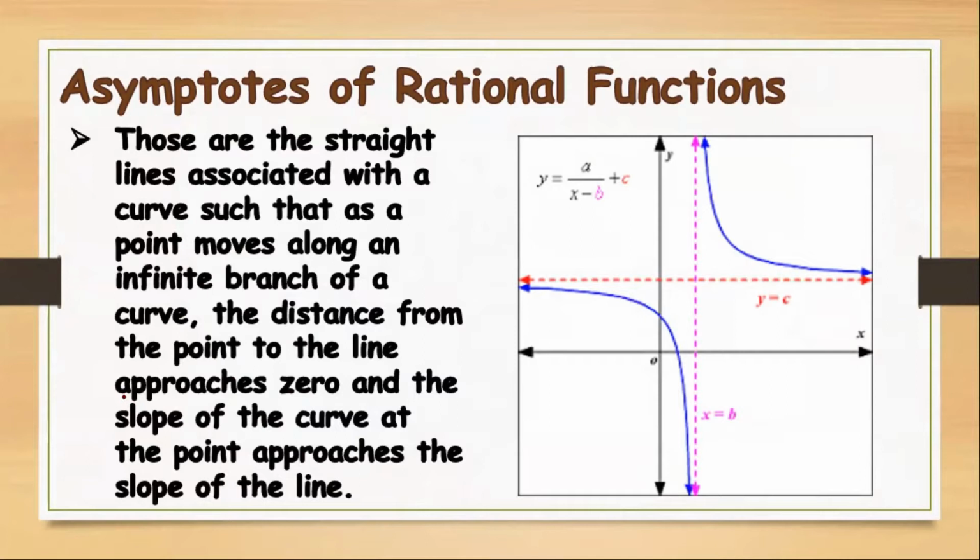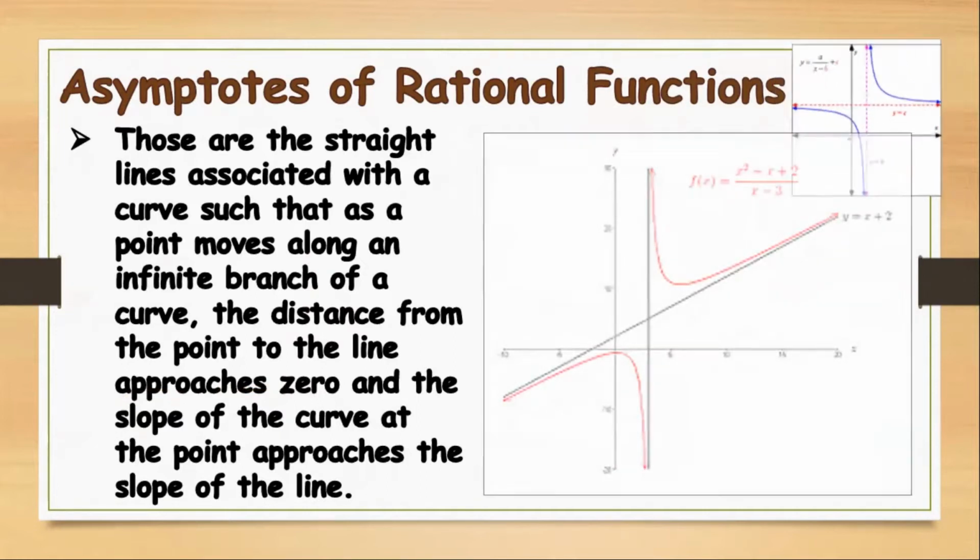So take note of this word, approaches zero. It means that the distance from the point to the line may approach or become nearer and nearer to zero, but it will never meet zero.